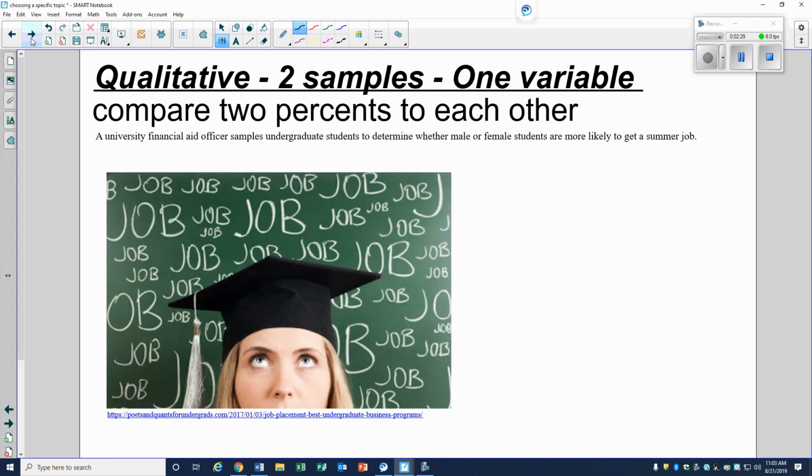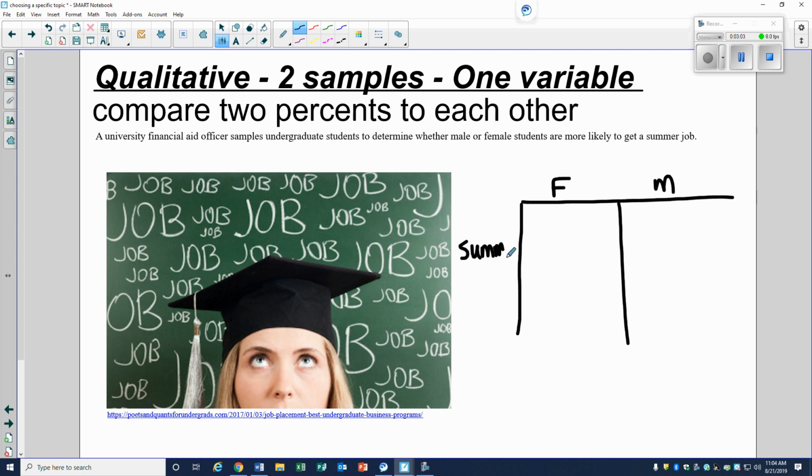All right, another example of a qualitative setup is 2 samples, 1 variable. For example, the university financial aid officer samples undergraduate students to determine whether male or female students are more likely to get a summer job. So this time I'm actually going to be talking to 2 groups. I'm going to be talking to females. I'm also going to be talking to males. But what I'm interested in finding out is whether or not they got summer jobs. So there's only one thing that I'm interested in, but I'm going to talk to 2 different groups about the answer to that question.